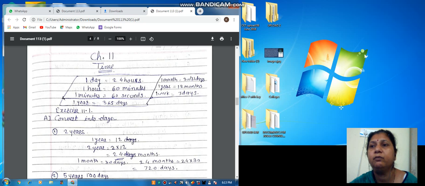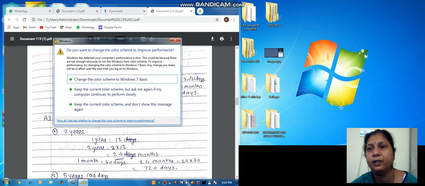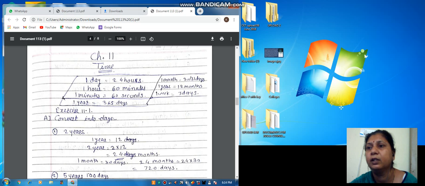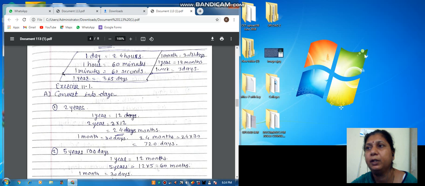Convert into days. So it is given in years and we have to convert into days. So let's start with 2 years. Now there are two methods. We can directly multiply, such as 1 year is equal to 360 days, so 2 years is equal to 360 multiplied by 2. Otherwise, this is another method. Now the same method is here. 2 years is equal to 2 multiplied by 12.